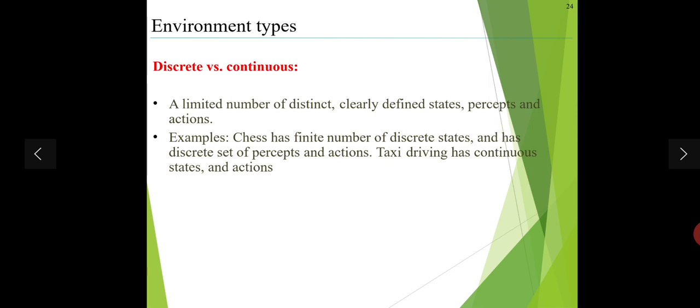Next environment is discrete versus continuous. What is the meaning of discrete and continuous here? A limited number of distinct, clearly defined states, percepts and actions. So chess has a finite number of discrete states. We know chess has a finite number of discrete states and has a discrete set of percepts and actions. A taxi driver has continuous states and actions. Okay, these all are the environment types.